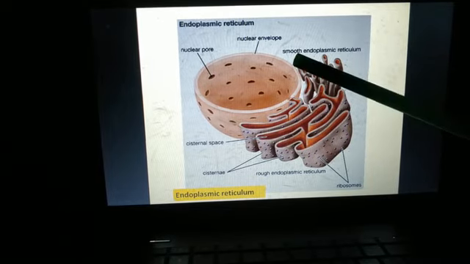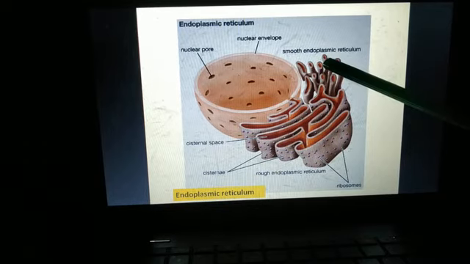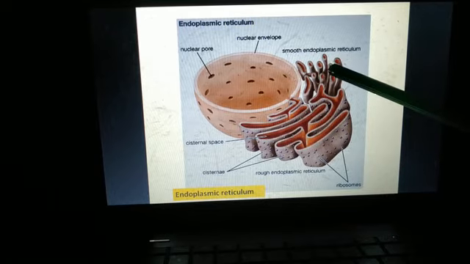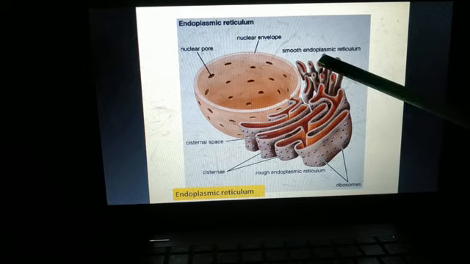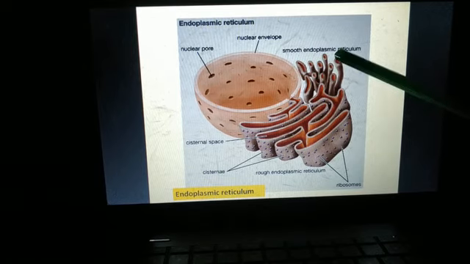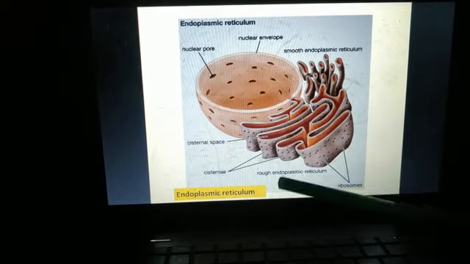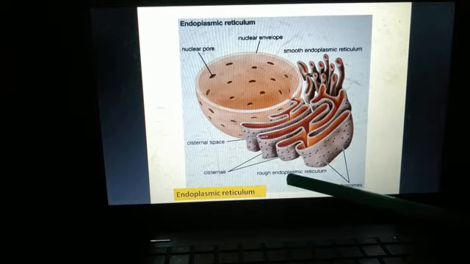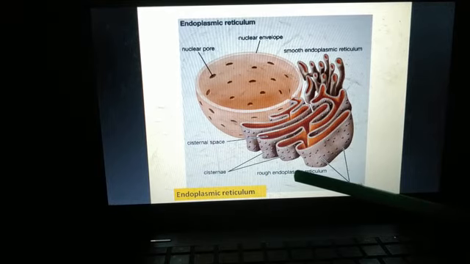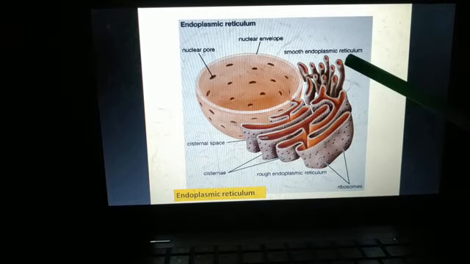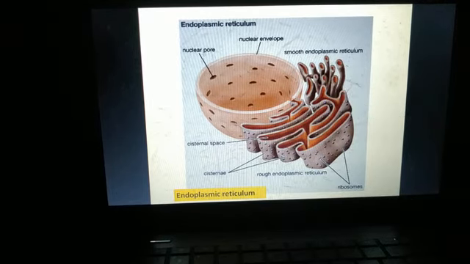And the function of smooth endoplasmic reticulum is synthesis of lipids. So lipids are synthesized in smooth endoplasmic reticulum, and these are also then transported to the Golgi. So the function of endoplasmic reticulum includes the synthesis of protein and synthesis of lipid, which are then transported to the Golgi body.